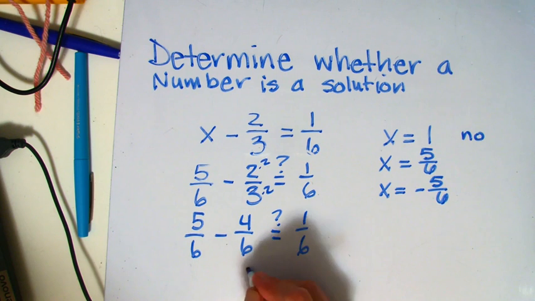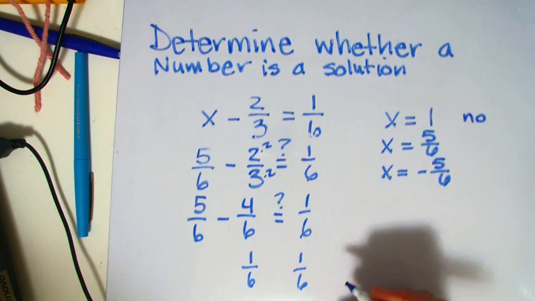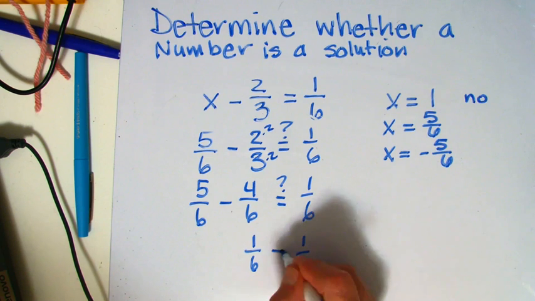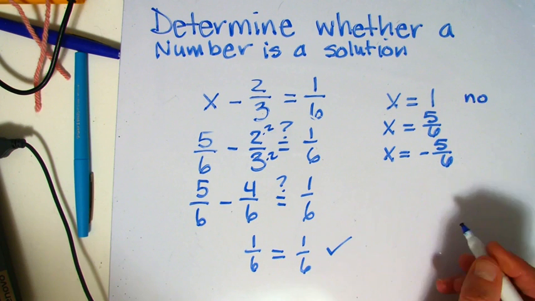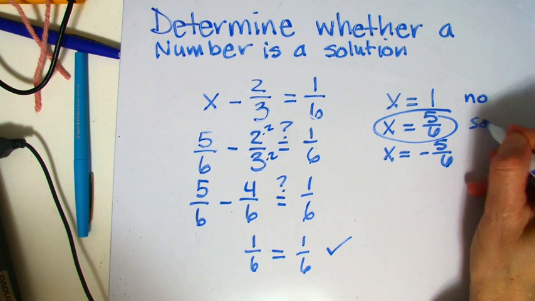It turns out that I will get 1/6. And because I have 1/6 on both sides, this is a true statement. And so this would be considered the solution.